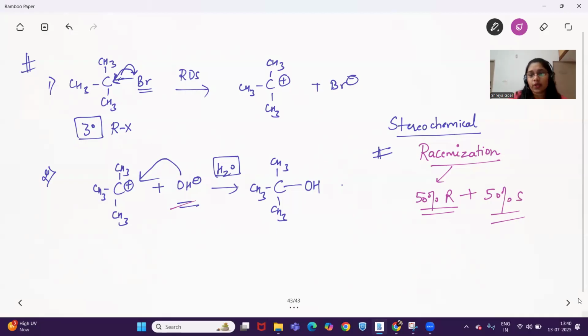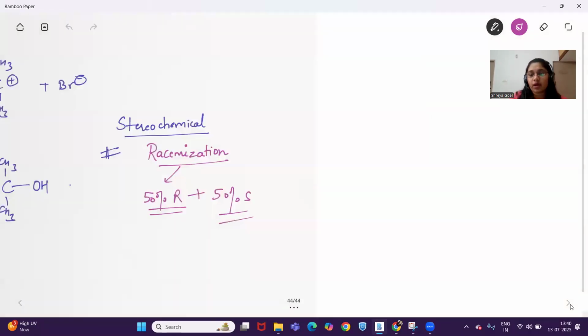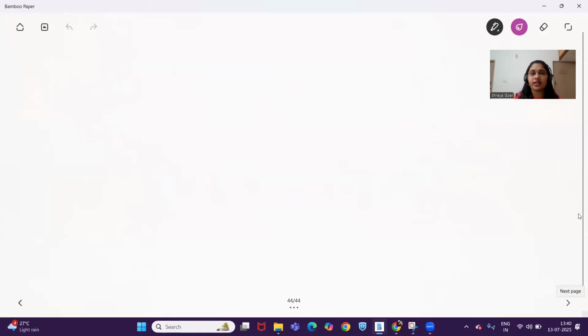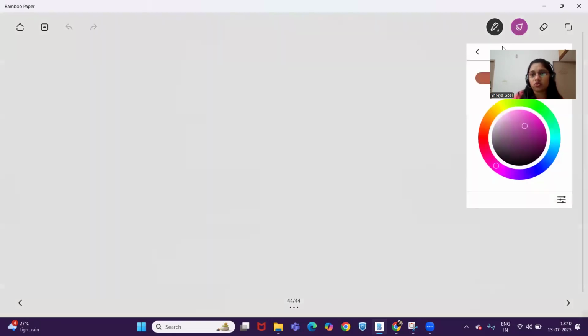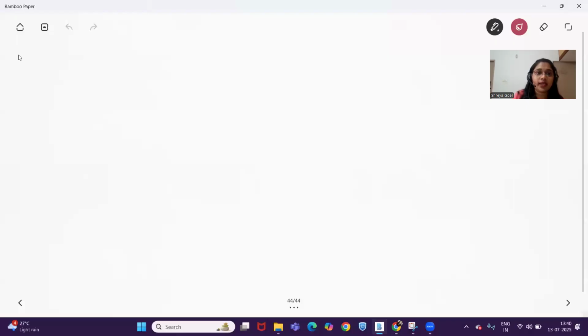Great. Now we will study our second mechanism, which is also equally important. That is SN2. SN2 means bimolecular nucleophilic substitution. So here also, the first point is that it happens in only one step. It is a one step mechanism. It will happen all at once, in one step.